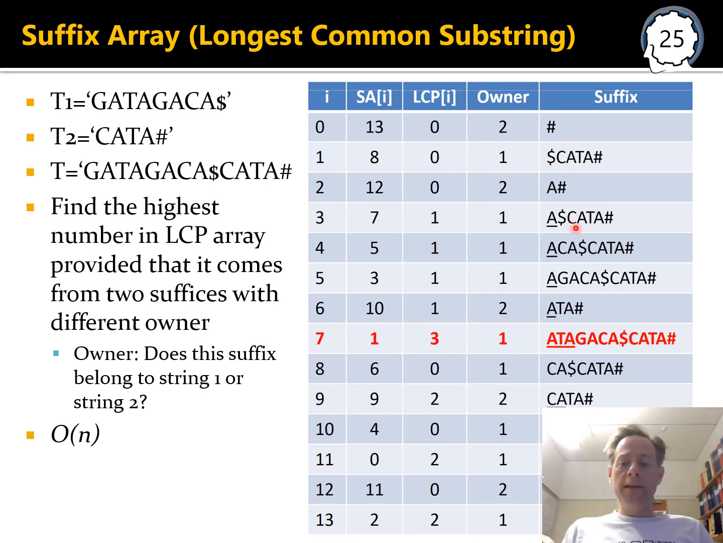So what we can see here is that here we have the first case. We're going from string 2 to string 1, and we're finding 1 common, so this means that A is 1 common substring between these 2. And then we have 1, 1, 1. And then we come down here to ATA. This one is from string 2, and this is from string 1. The longest common prefix is 3, and this is actually the longest common substring between these 2 strings. So we can do this in linear time, which is very efficient.